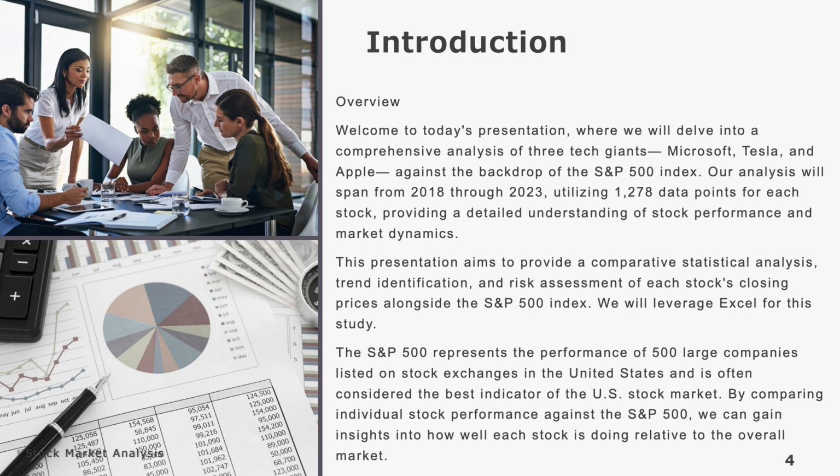This presentation aims to provide a comparative statistical analysis, trend identification, and risk assessment of each stock's closing prices alongside the S&P 500 index. We will leverage Excel for this study. The S&P 500 represents the performance of 500 large companies listed on stock exchanges in the United States and is often considered the best indicator of the US stock market. By comparing individual stock performance against the S&P 500, we can gain insight into how well each stock is doing relative to the overall market.